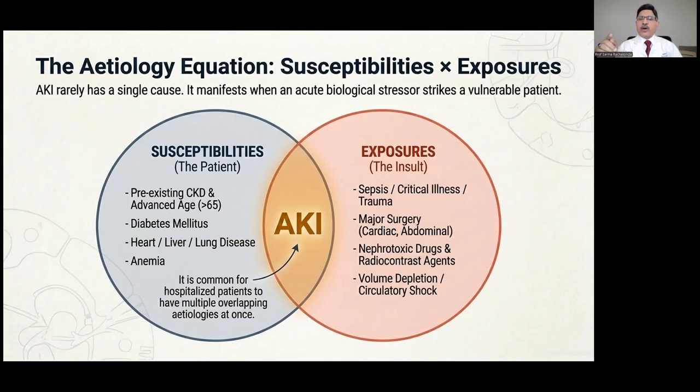Another thing is radio contrast agents. Also, acute kidney injury can be due to radio contrast agent. Volume depletion or circulatory shock due to gastroenteritis or any other volume loss can be the cause. Susceptibility and exposure. So, AKI rarely has a single cause. It manifests when an acute biological insult strikes a vulnerable patient.